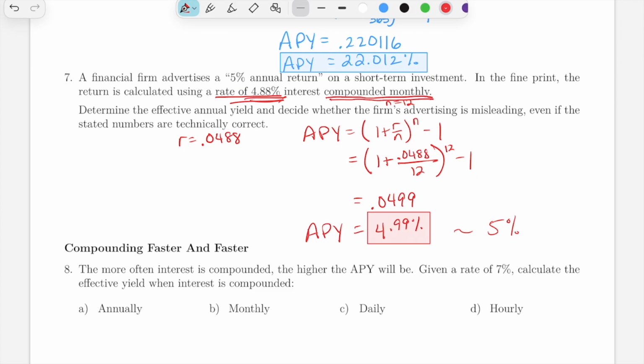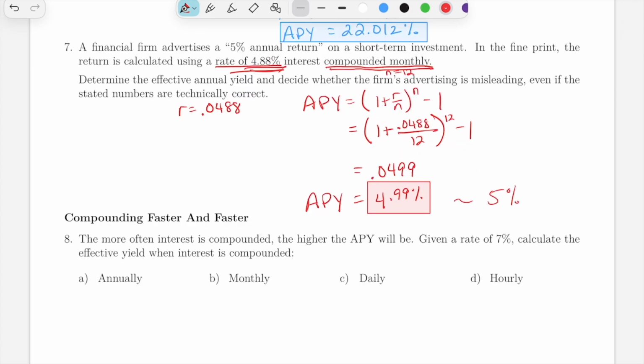So technically, it is kind of correct. It can be a little misleading. They're advertising 5%, but they're really paying you 4.88% compounded monthly. I mean, is it wrong? No, it's just kind of how the system works anyway. So read the fine print, make sure you're understanding that they're not paying you 5% compounded monthly. They're really paying you 4.88% compounded monthly, which will grow to about 5%.